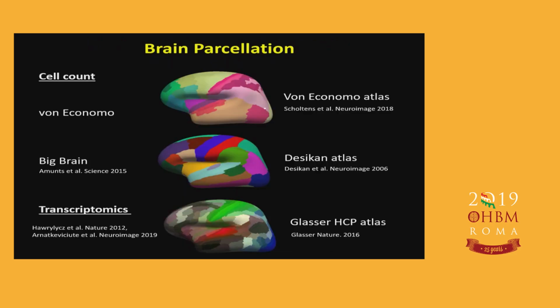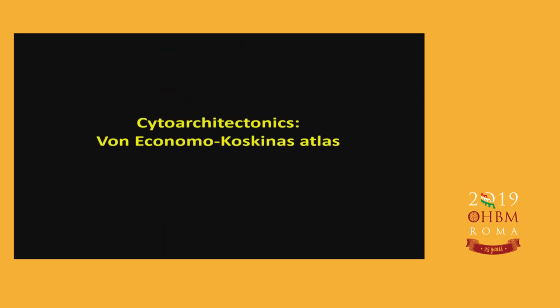I just want to try and explain the next part of the analysis in terms of what we did. So we had 10 brains. We averaged across them, and we had 8 layers looking at R1 and R2 star. To look at von Economo cell count, we used the von Economo atlas, so this is 8 layers times 43 ROIs. For BigBrain, we had Desikan, so 8 layers times 33 ROIs. And for transcriptomics, we used Glasser, so 8 times 180 ROIs. These analyses, the correlations, are performed across all the ROIs in the cortex.